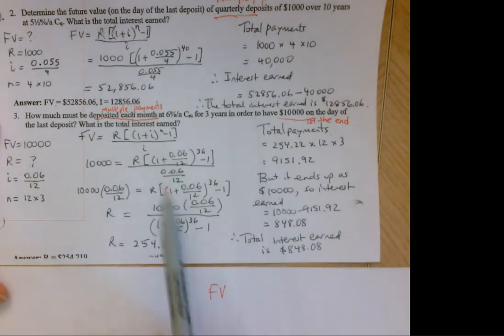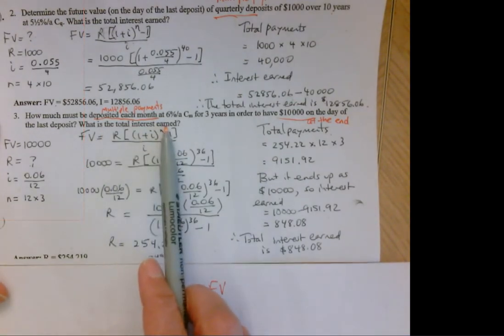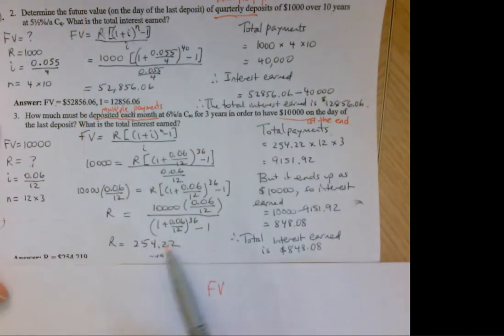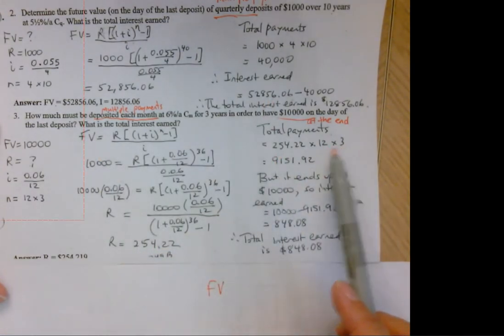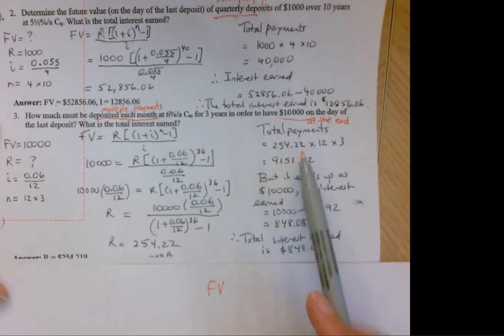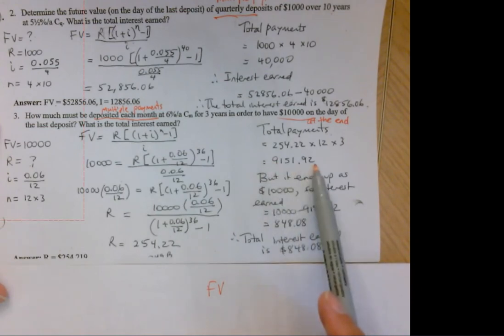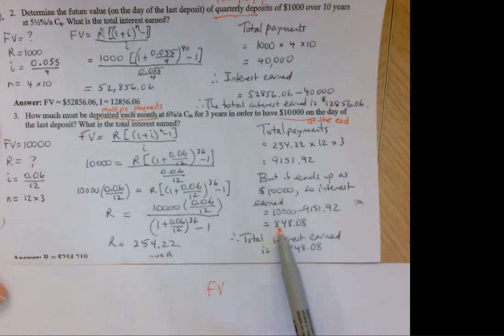Now, the second part of the question says, what is the total interest earned? So just like the previous question, if they're going to make 36 payments of 254.22, that means they're making this much in payments. They're putting this much from their pocket. But at the end, it's worth 10,000. So actually, they've made a little bit of money here. They've actually earned some interest. So the difference between what they've paid out and what it turns out to be worth at the end is the interest earned. So it's this.